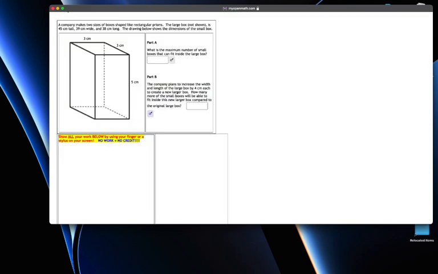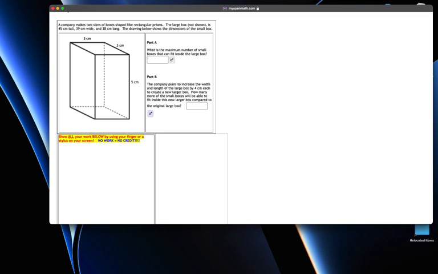In this problem, a company makes 2 sizes of boxes shaped like rectangular prisms. The large box, not shown, is 45 centimeters tall, 39 centimeters wide, and 38 centimeters long. The drawing below shows the dimensions of the small box. So part A, what is the maximum number of small boxes that can fit inside of the large box? So you're trying to figure out how many of the small volumes will fit inside of the large volume. That's one way of thinking about it.